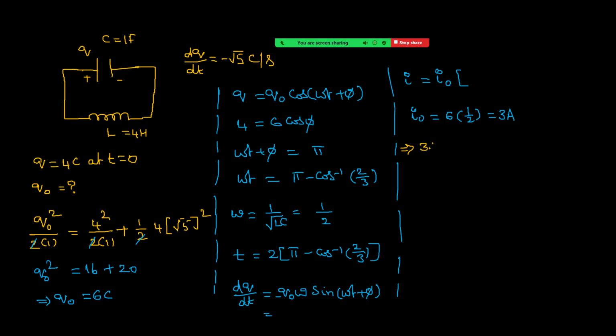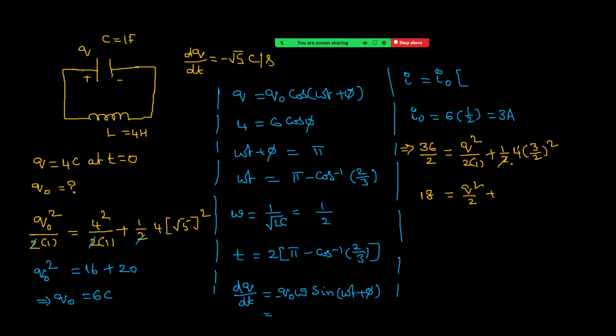So it is Q naught square, 36, 36 by 2. Q naught square by 2C, that is equal to Q square by 2C plus half L I square. The condition given is that current is half its maximum value. Half its maximum is 3 by 2. Half L I square, 36 by 2, it is 18.